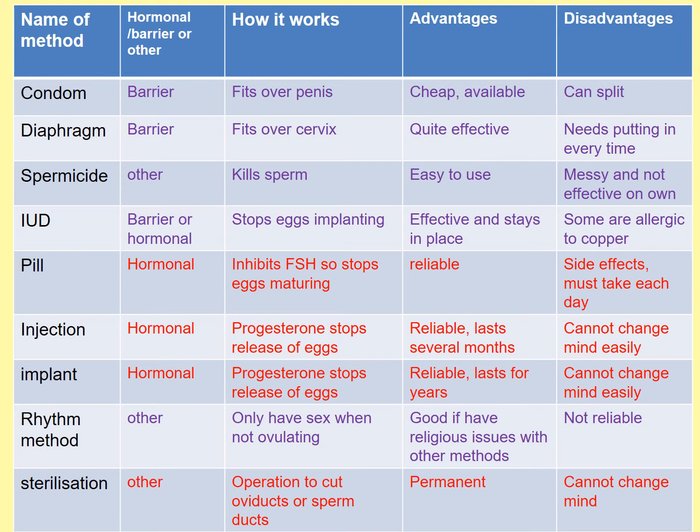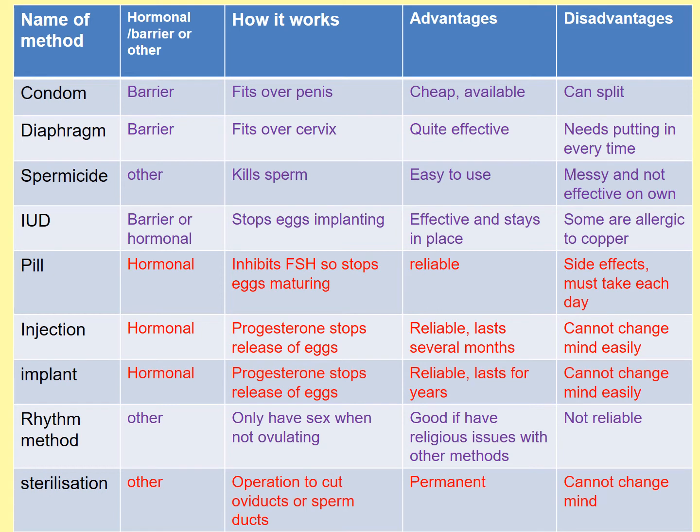And then the final method I mentioned was sterilisation. I've put that as other. Basically, it's an operation and it's to cut either the oviducts or the sperm duct, depending on whether it's done to the male or the female. The advantage is it's permanent, so it's really reliable. The disadvantage is you cannot change your mind because it is not easy to reverse this process.